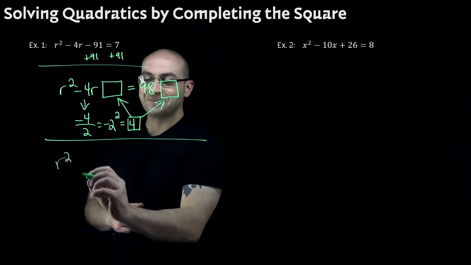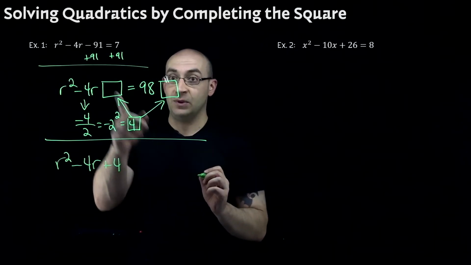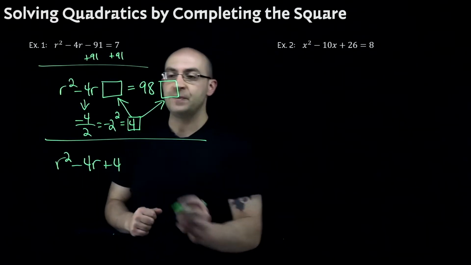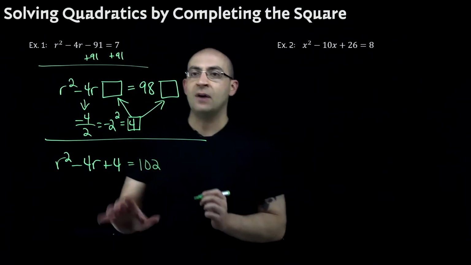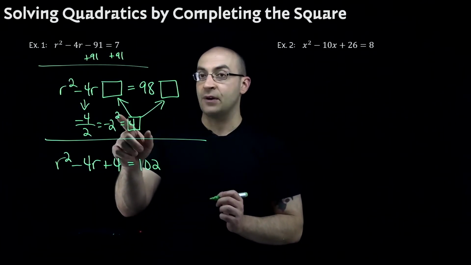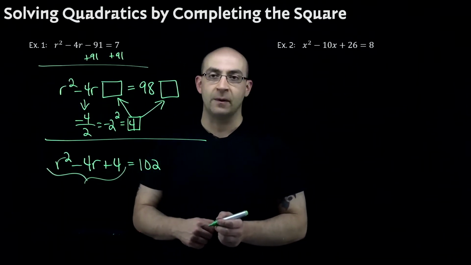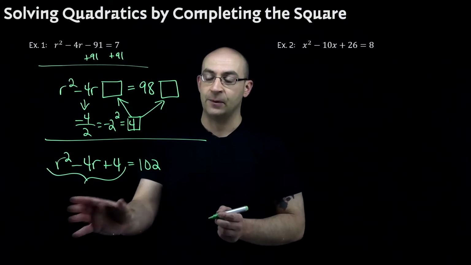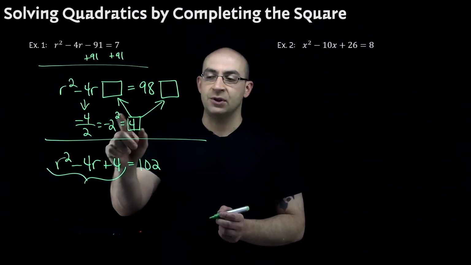R squared minus 4r plus 4, right? Where that box was, I filled it with the 4. So that's why we draw our squares, so we know what is the number that completes the square. And that's going to equal 98 plus 4, which is 102. Okay? Now I've got something that's a little bit cleaner. So the reason that we divide by 2 and square the result is so on the left-hand side, we get something called a perfect square trinomial. Perfect square meaning I could square root all these things, you get one binomial value, and trinomial meaning 3 terms. So that's the reason that we divide by 2 and square the result.